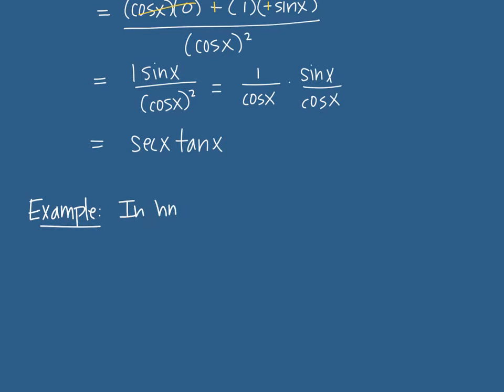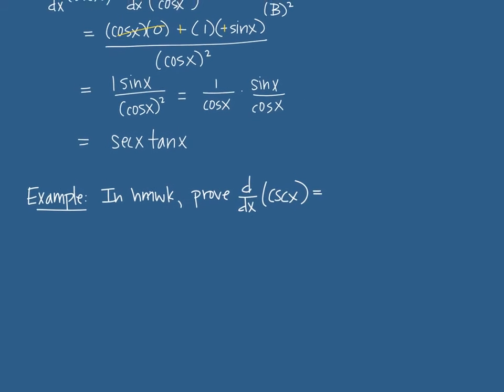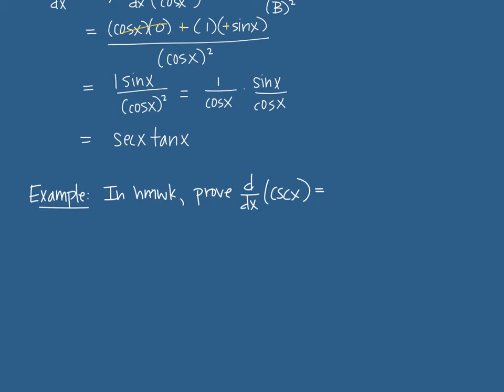So in your homework, you're going to prove what the derivative of cosecant is. Now there's some parallelism to what the answers turn out to be. If the derivative of sine was cosine and the derivative of cosine was negative sine, we can kind of see some parallelisms. Here we see that it's a cosecant, and so the answer should be negative.